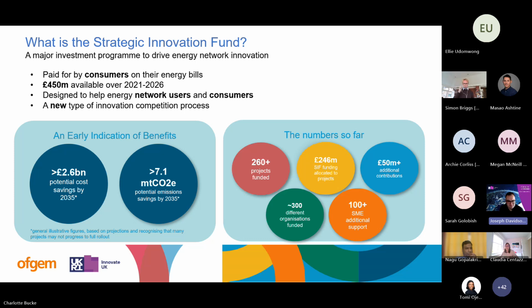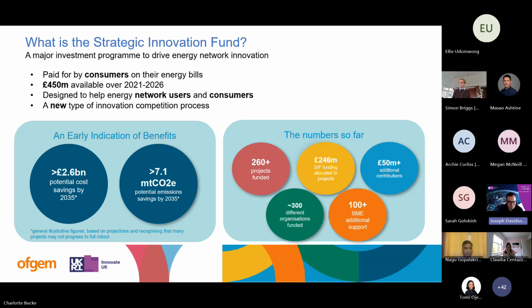On the side, you can see some key stats. We funded well over 260 projects as part of the fund back from round 1. Over £240 million of the funding has been allocated, with over £50 million in additional contributions from partners. Over 300 different organisations have had funding through the SIF, and we have provided support to over 100 SMEs to engage with the fund and the energy networks.